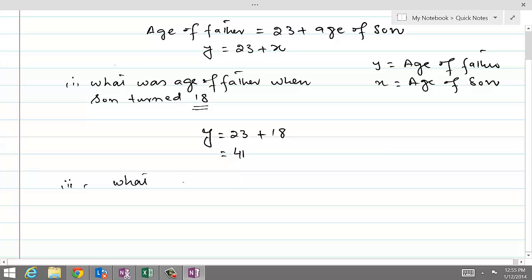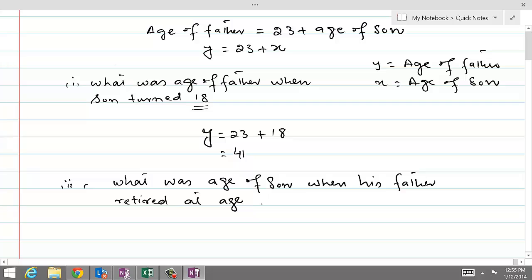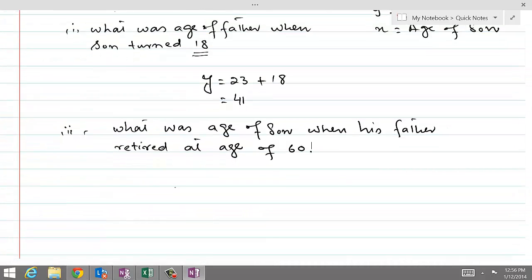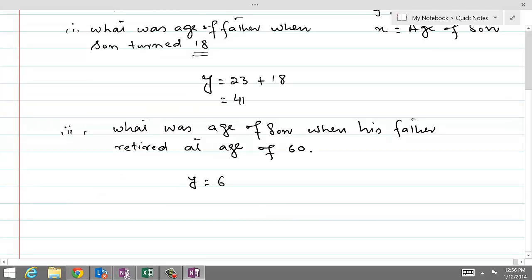What was the age of son when his father retired at age of 60? So if the father retired at age of 60, this means that this time we have the age of father and we want to find out the age of son. So in the same equation, y is given, y is equal to 60, and what we need to find is x, because x represents the age of son.